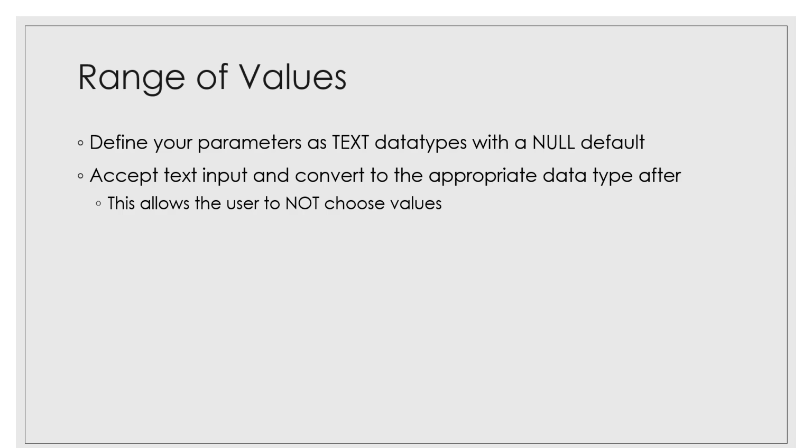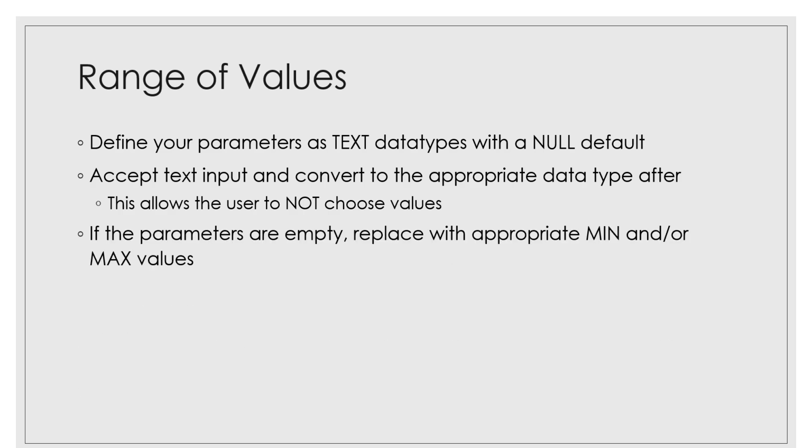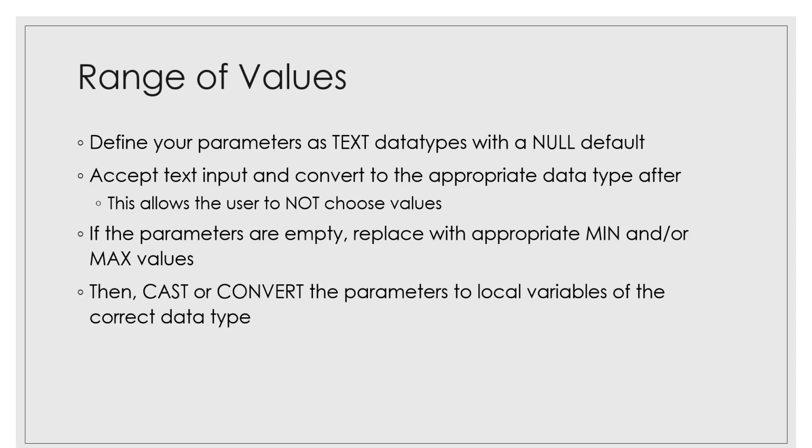So what we're actually going to do is accept text input and then convert it to the appropriate data type later on. Again, just because some clients will only ever give you text, even if it looks like a number or a date, it's actually just being sent as text. So if the parameters are empty, we'll replace them with the appropriate minimum or maximum value. And that's the trick for any range.